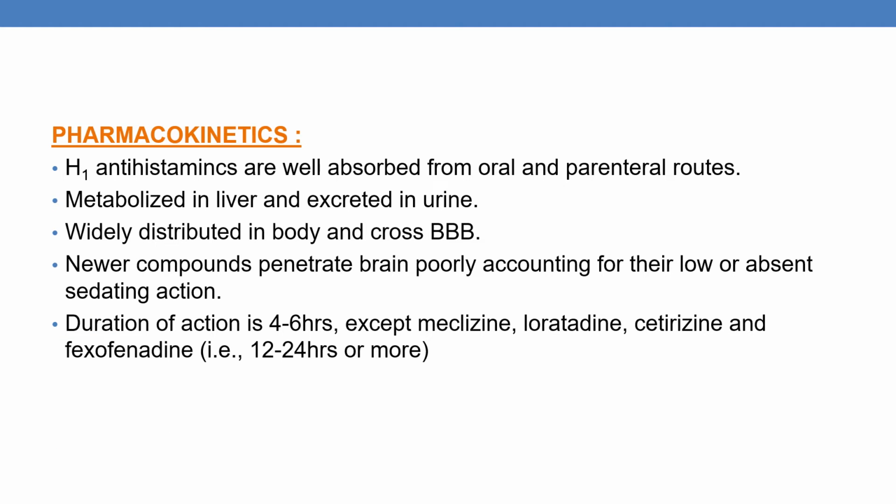Coming to the pharmacokinetics of antihistaminics. The H1 antihistaminics are well absorbed from oral and parenteral routes. They are metabolized in the liver and excreted in urine. They are widely distributed in the body and they can cross the blood-brain barrier.